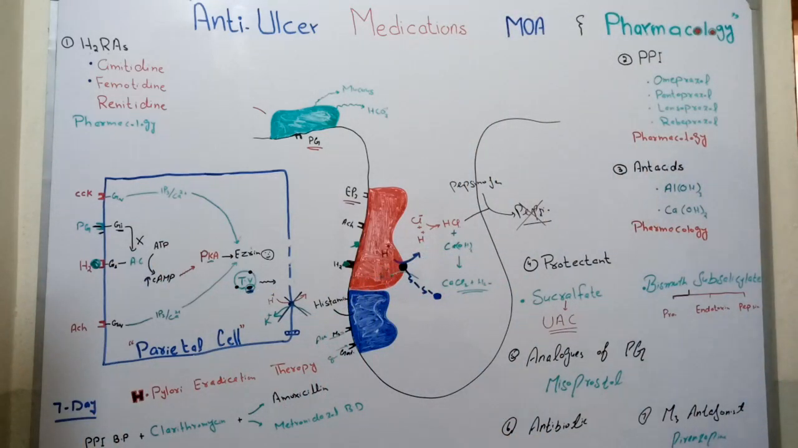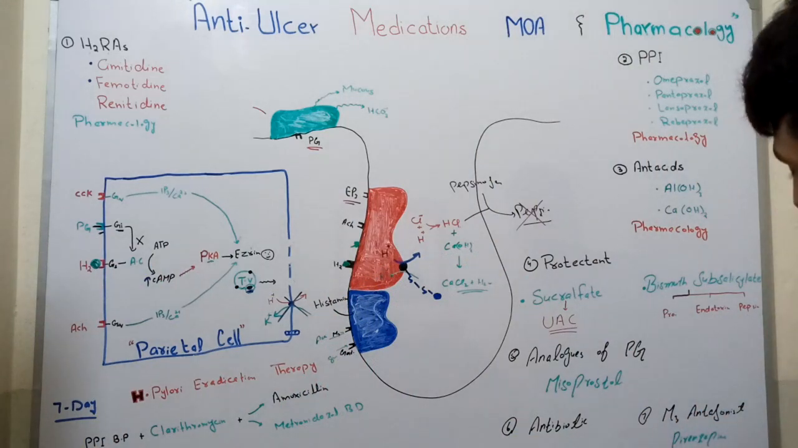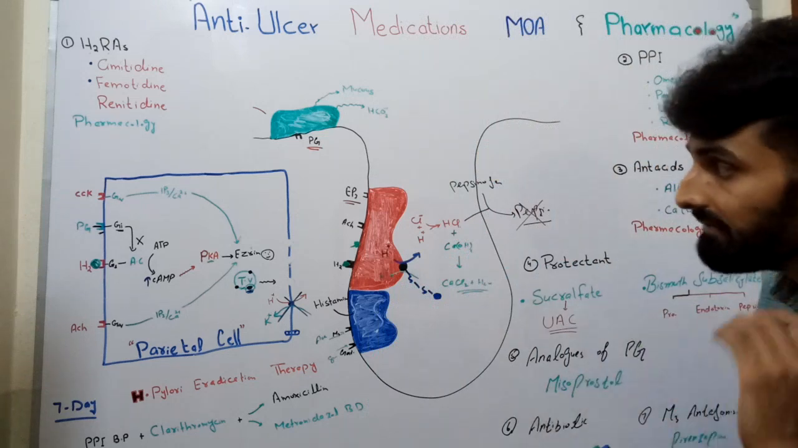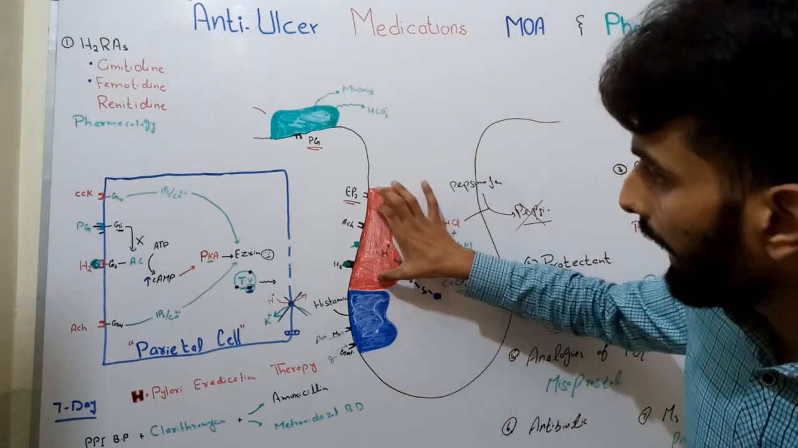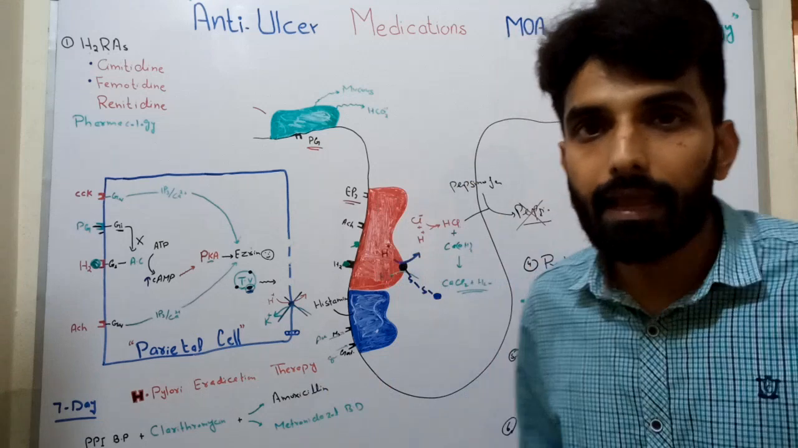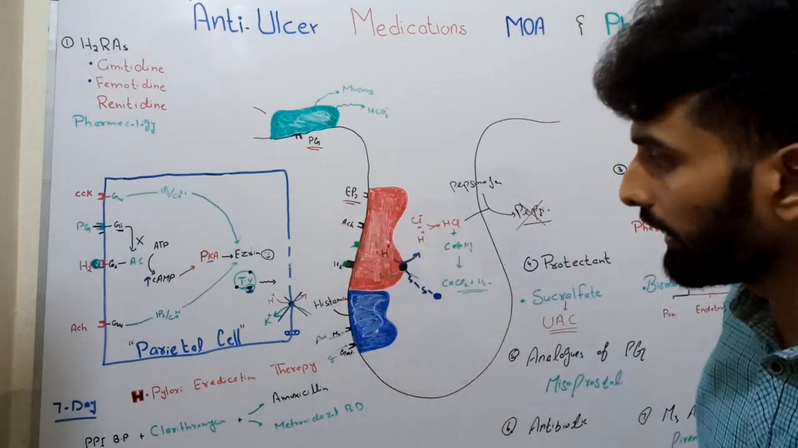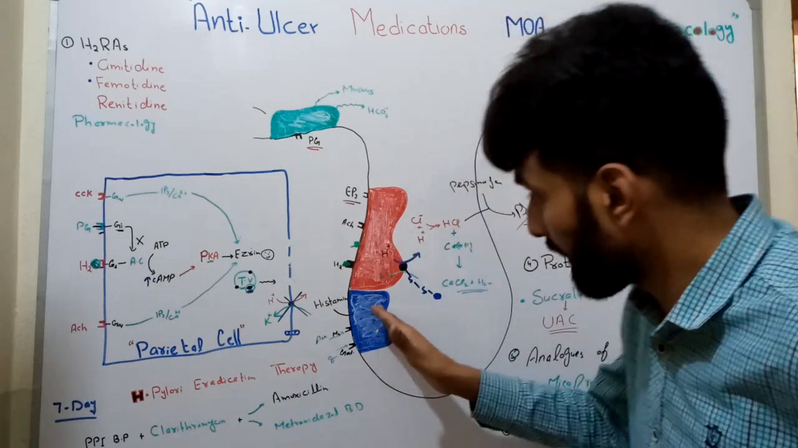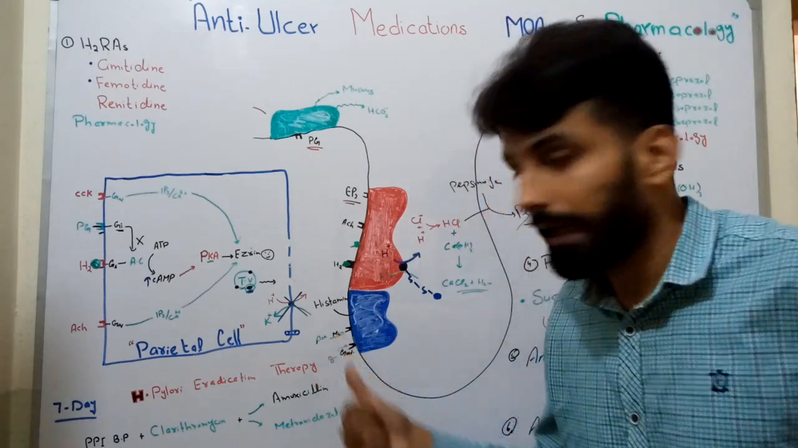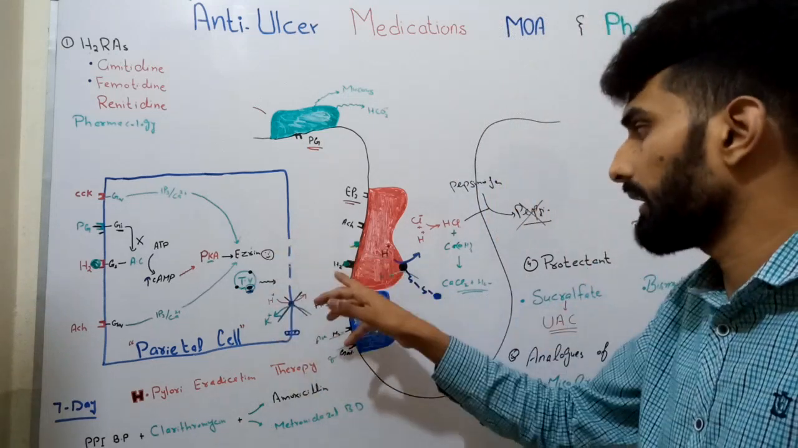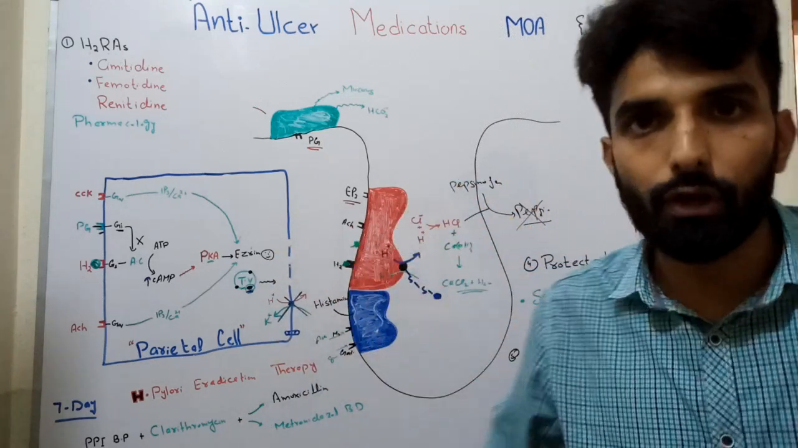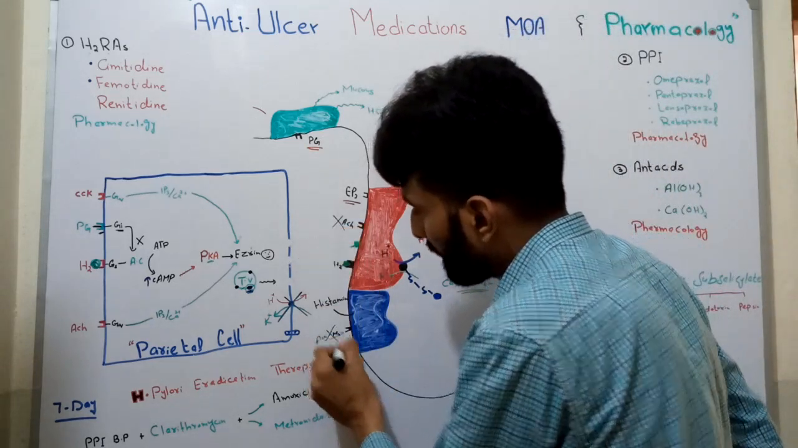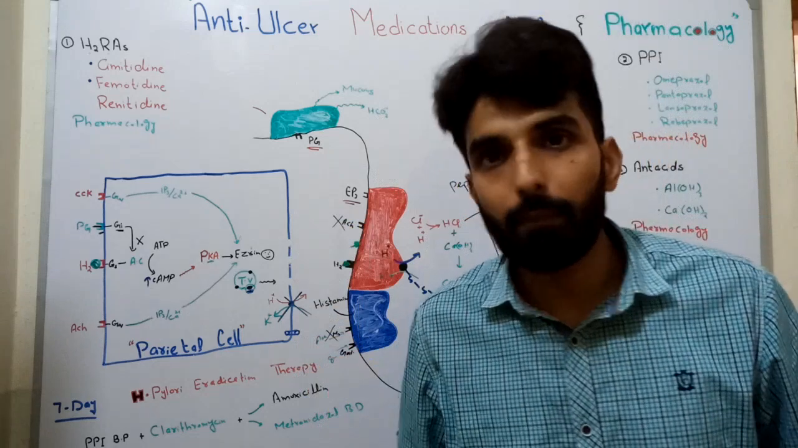Now there is another class, that is M3 antagonist, and an example is pirenzepine. M3 receptor antagonist, I have explained that parietal cell can secrete acid in response to acetylcholine. Similarly, these enterochromaffin cells also secrete histamine in response to acetylcholine, and this histamine will further provoke the parietal cell to secrete more and more acid. So if we block these histamine receptors, gastric acid secretion can be reduced.